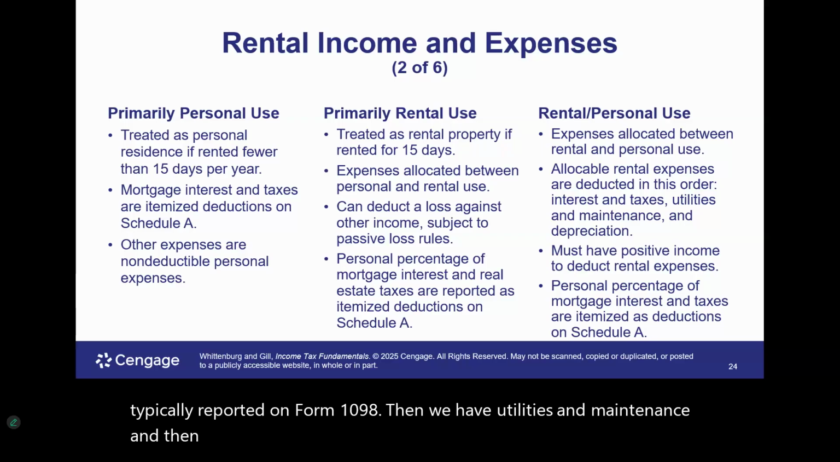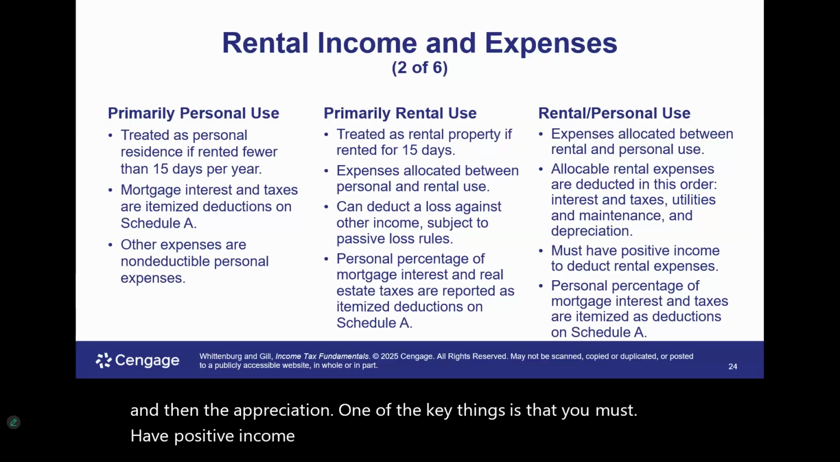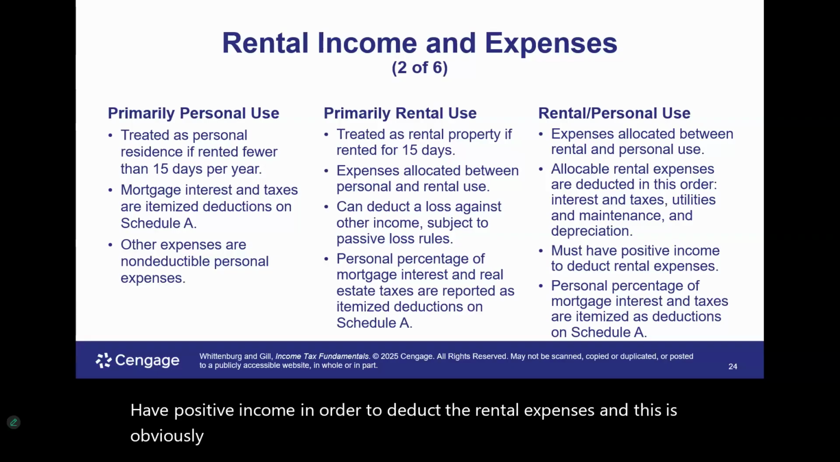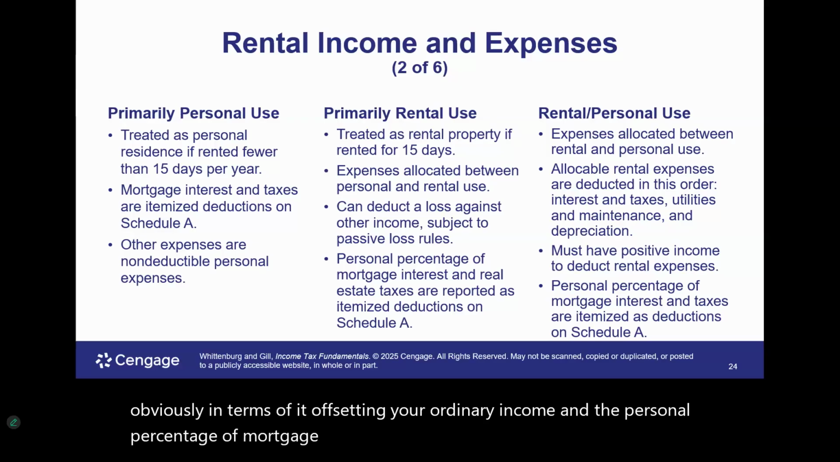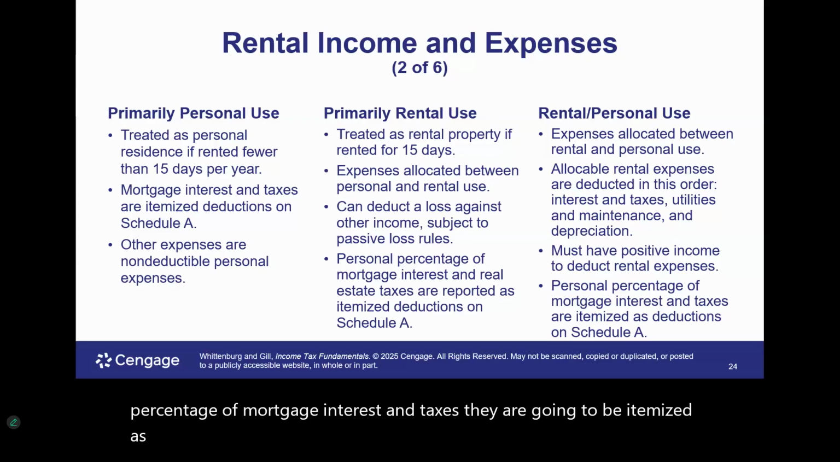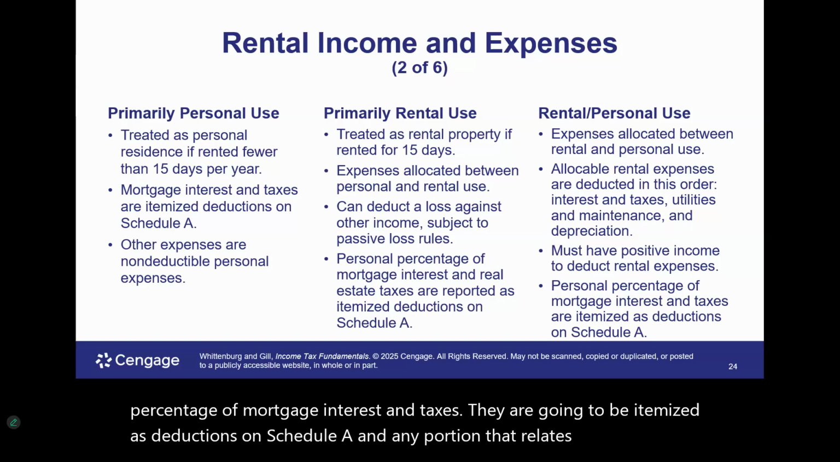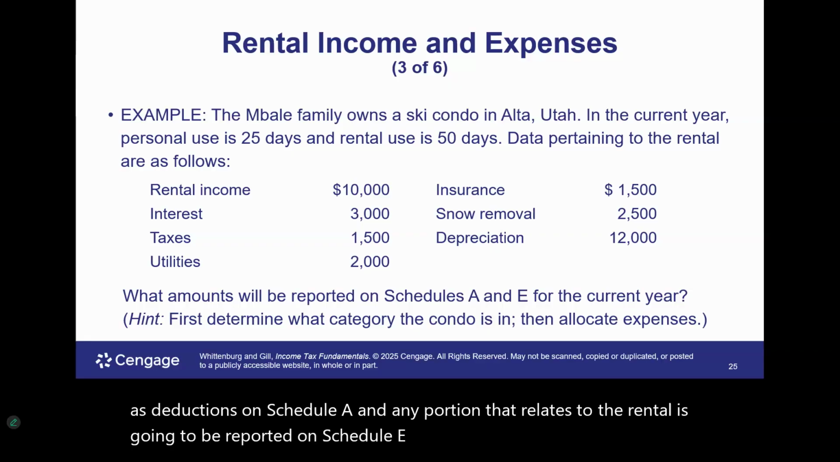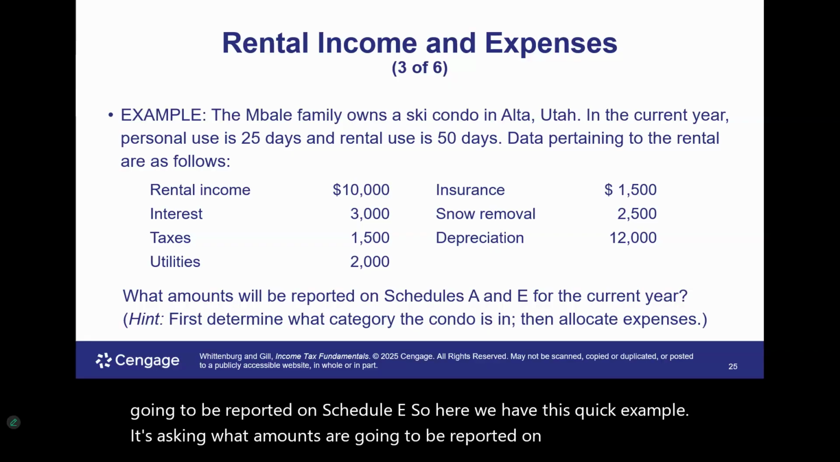One of the key things is that you must have positive income in order to deduct the rental expenses, and this is in terms of offsetting your ordinary income. The personal percentage of mortgage interest and taxes is itemized as deductions on Schedule A, and any portion that relates to the rental is reported on Schedule E. So here we have this quick example. It's asking what amounts are going to be reported on Schedule A and E for the current year.